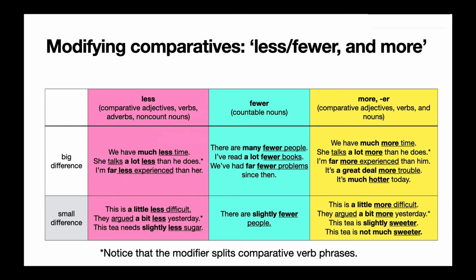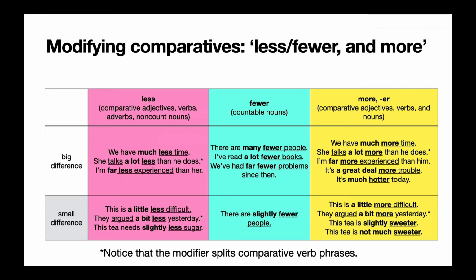But if we want to say there's a big difference, we would say we have much less time. Or she talks a lot less than he does. Or I'm far less experienced than her. This might seem a little strange to use much and less together, or a lot and less together, but this means that there's a big difference in how much smaller something is. And with fewer, we can still use a lot and far, but instead of using much, we say many. Because with countable nouns, we use many instead of much. So instead of saying there are much fewer people, we would say there are many fewer people.